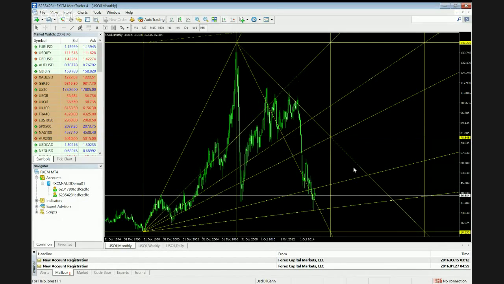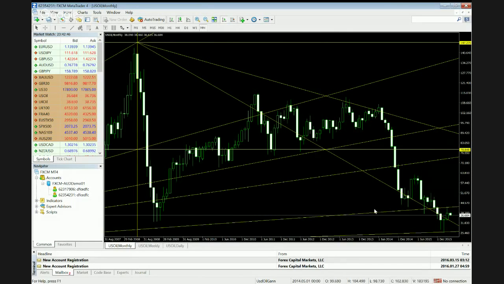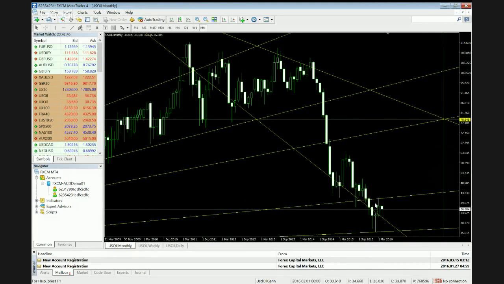This is the system I'm talking about. It consists of some support and resistance lines and some angles. And this is the oil. Let me make it larger so you can see how beautifully, and each candle is representing 1 month. So you see how beautifully this top and this bottom is covered by this support and by this resistance line.